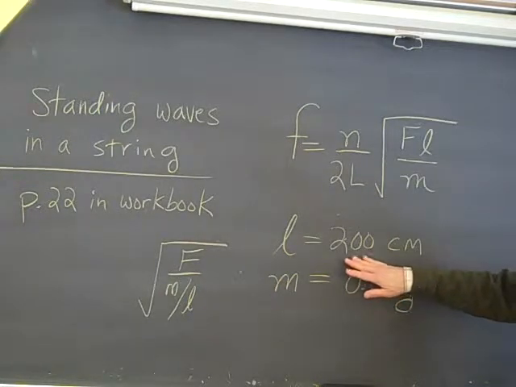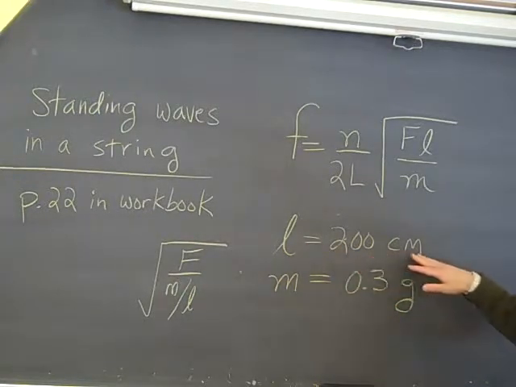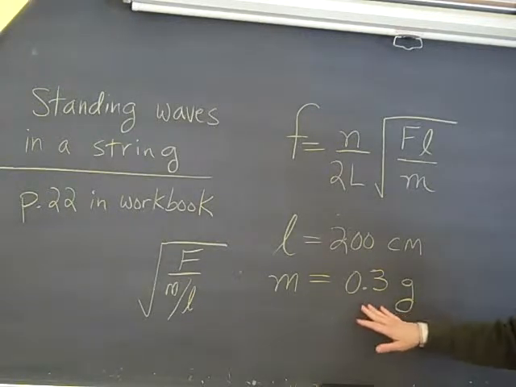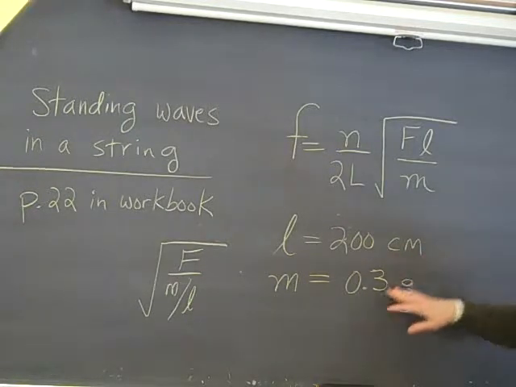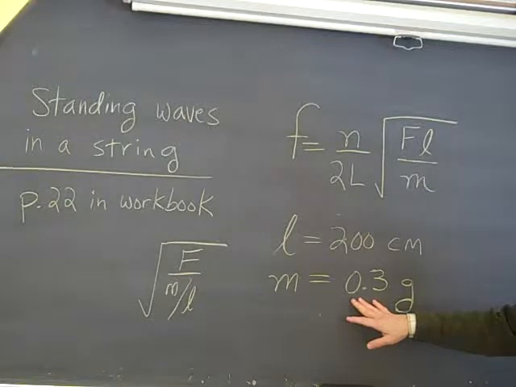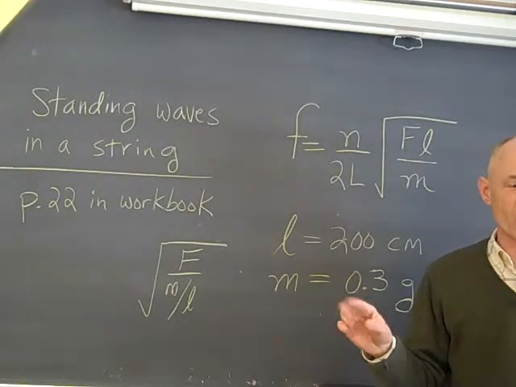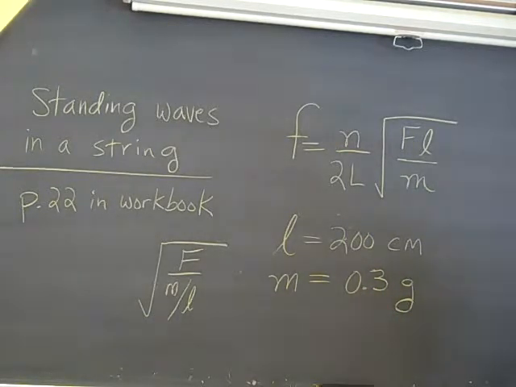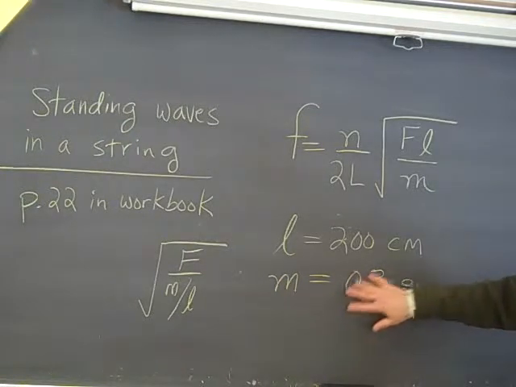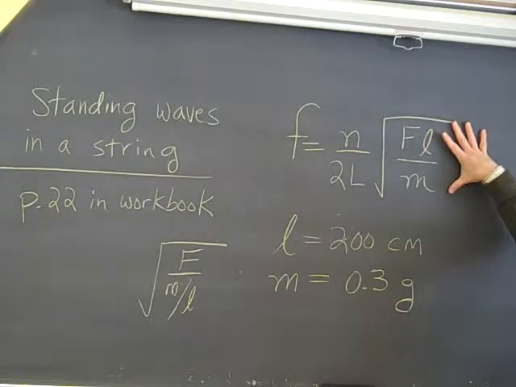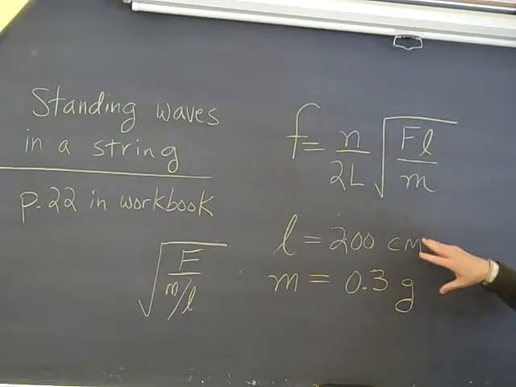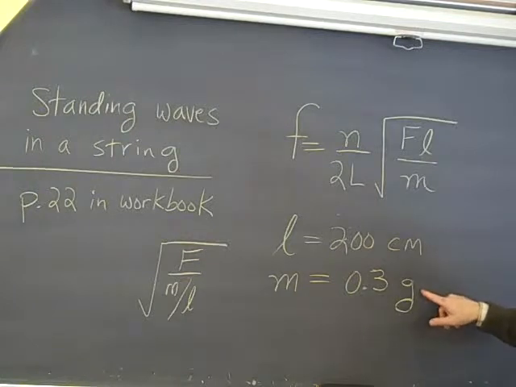I cut off a piece off the spool that was 200 centimeters long, so that's your lowercase l, and on the scale it had a mass of 3/10 of a gram. I had to get a piece this big just to get a reasonable mass, because it's a very tiny, thin, lightweight string. Now, before you use that information in this frequency equation, remember that you have to convert the 200 centimeters to meters and the 3/10 of a gram into kilograms.